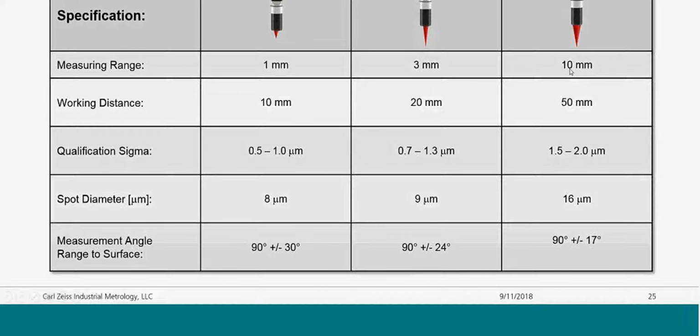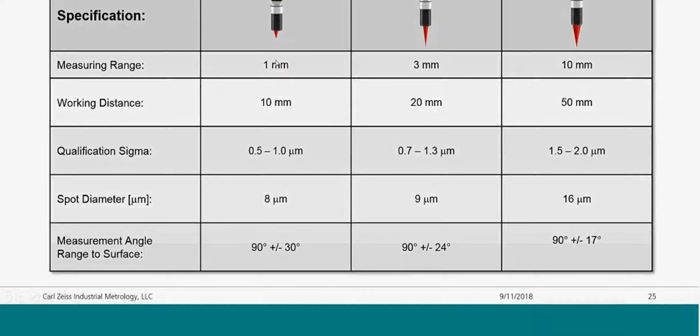There are sensors that have increased measuring ranges up to 10 millimeters, and there are more that obviously go beyond that. The problem is the more you increase that range, the less accurate your sensor will become. Another thing to note is your working distance when you're using a white light sensor like this. The working distance is how far away from the sensor head to where it's actually measuring the part.